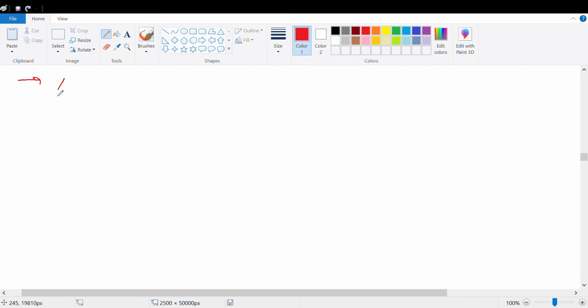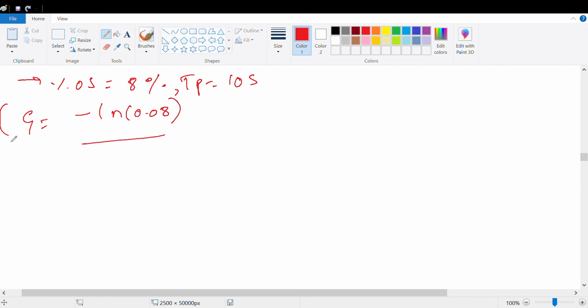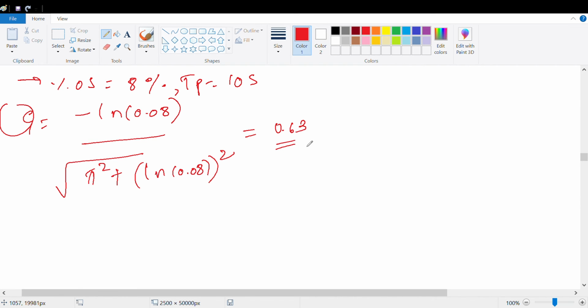Second part: percentage overshoot is 8%, and they have given the peak time. From the percentage overshoot 0.08 we can find the damping ratio. Therefore zeta equals minus ln(overshoot) divided by the square root of pi square plus ln(overshoot) whole square. And how much do we get for this? 0.63.